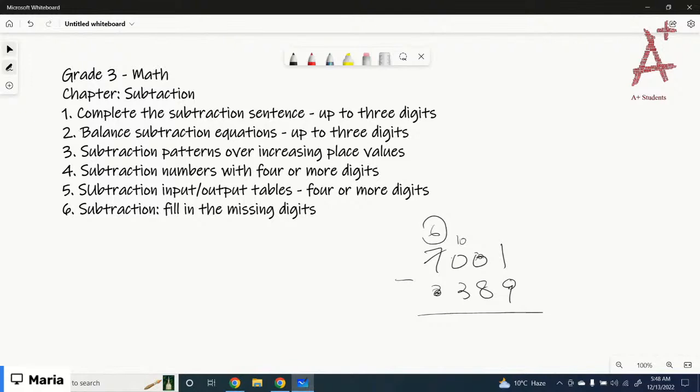Got it? You can borrow 1 from here to make it 10. Here you have 9. You can borrow 1 from here to make it 11. So here you have 9. Got it? So 11 subtract 9 is 2. 9 subtract 8 is 1. 9 subtract 3 is 6. And write the 6 as it is. Got it? So it would be 6,612.